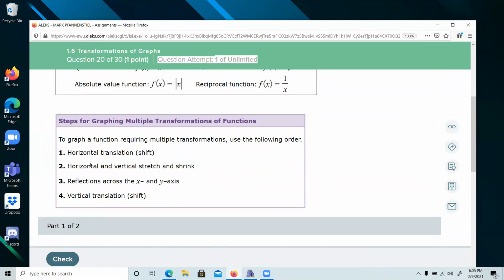Graphing in the following order: we want to do horizontal translation, stuff inside the parentheses. Then horizontal and vertical stretch. Again, this is times. Reflections, also times. And then vertical translation is a shift. Vertical shift, so on the outside, it's the last thing you get to do. So what do we do here?